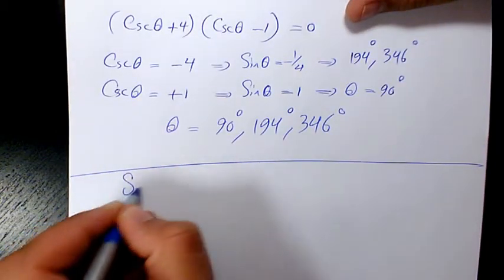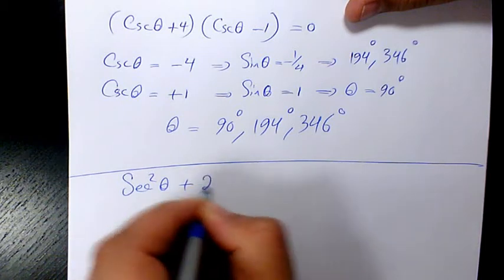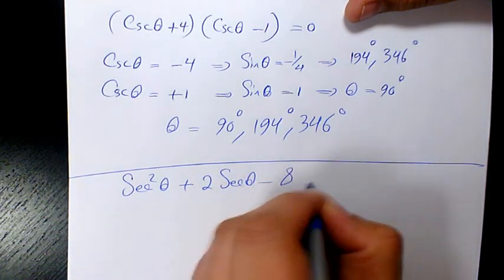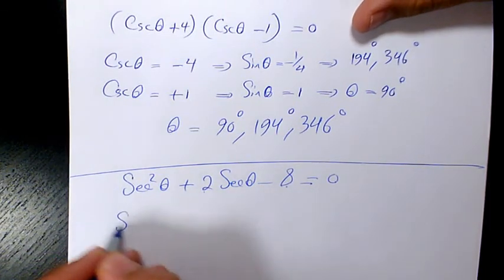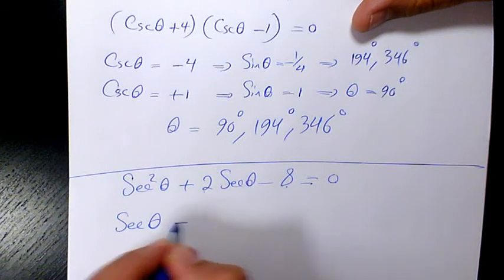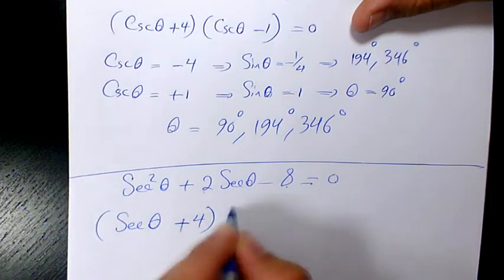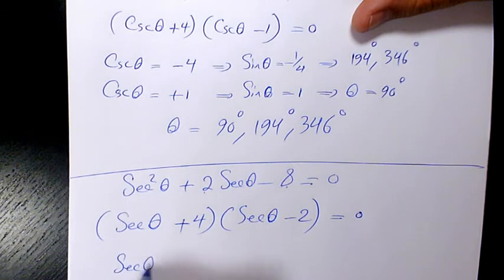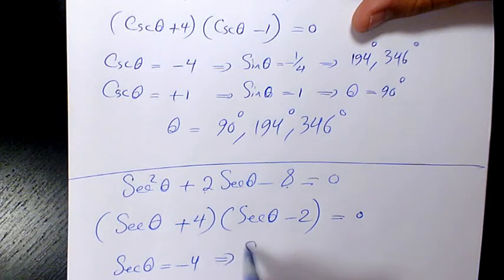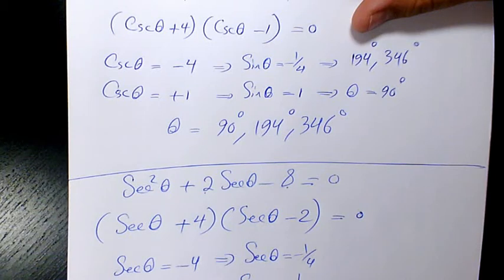And finally, the last question, we have secant squared theta plus 2 secant theta minus 8 equals 0. When you factor -8 and +2, so we have secant theta -4 and secant theta +2. When you multiply them, it's going to be -8. When you add them, it's going to be +2. So you have secant theta equals -4 and secant theta equals +2. So cosine theta is going to be -1/4. Cosine theta equals 1/2.